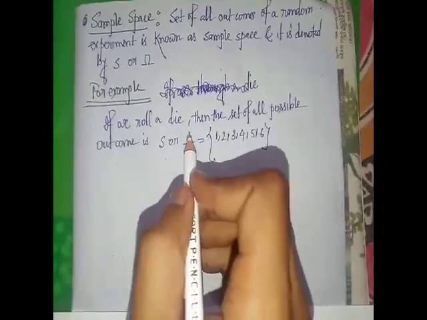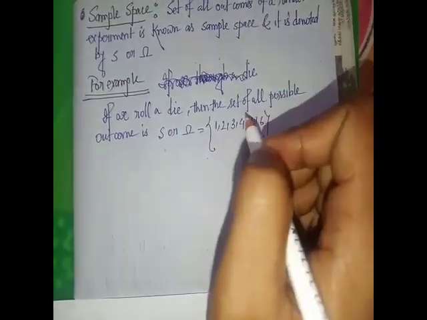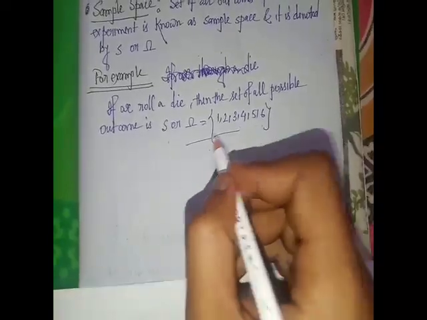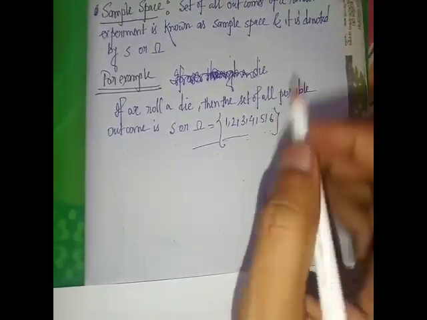For example, if we roll a die, then the set of all possible outcomes is 1, 2, 3, 4, 5, 6. Okay, so the sample space contains 6 points. Okay, clear?